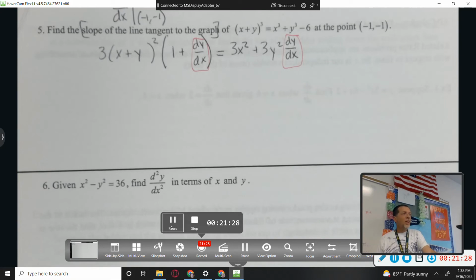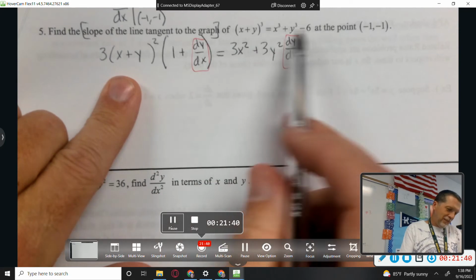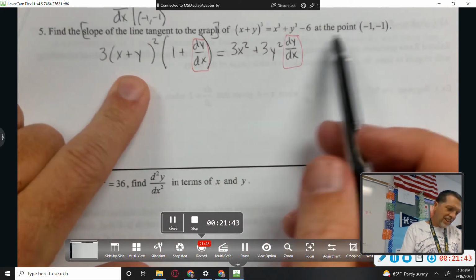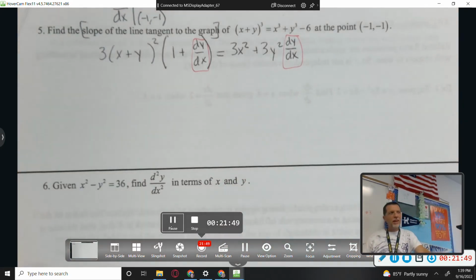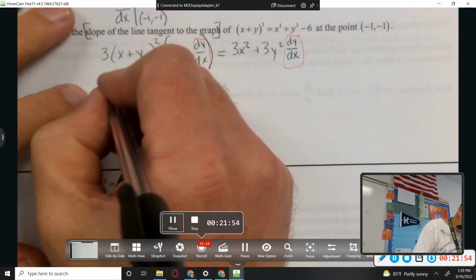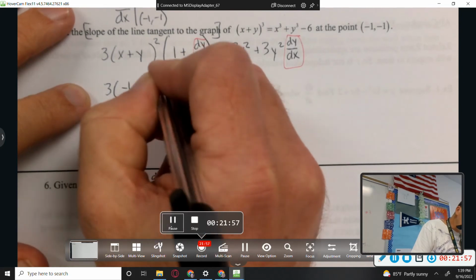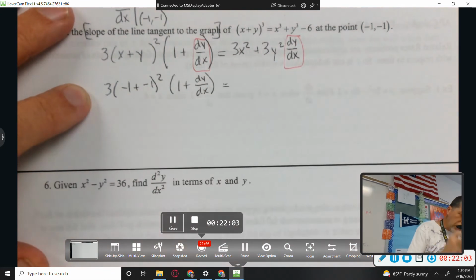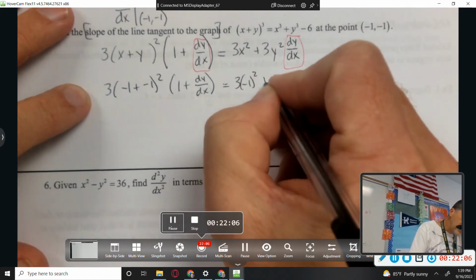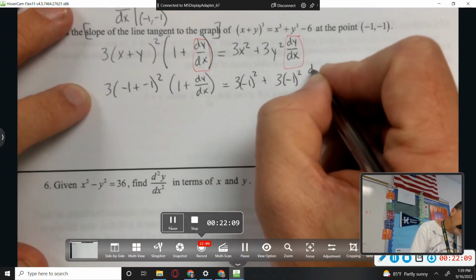You can plug in now and then solve for dy dx, or you can solve for dy dx and then plug in. Your choice. Take your pick. Math teachers would solve for dy dx first. I feel like most students would probably plug in first. It's fine either way. So I'll plug in. Negative 1 plus negative 1 squared, 1 plus dy dx equals 3 times negative 1 squared plus 3 times negative 1 squared dy dx.